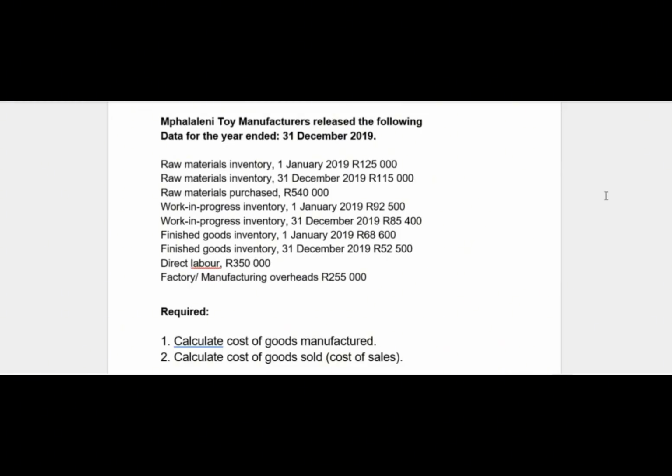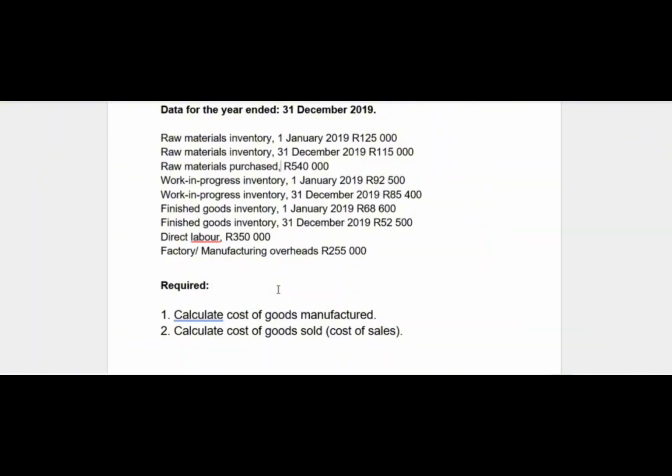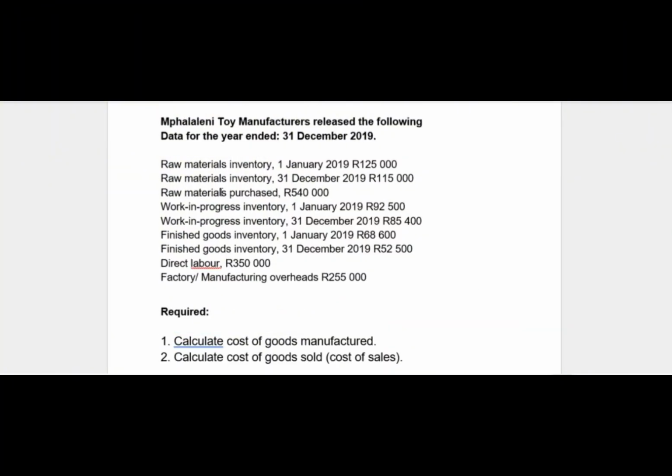Remember, we need to identify firstly direct material opening, because we need to start with the direct material cost. The question asked us to calculate cost of goods manufactured, but there's no cost of goods manufactured without total manufacturing cost, and there's no cost of goods sold without cost of goods manufactured. So we have to start all the way from the beginning, from the direct material cost. Our direct material opening is going to be raw materials inventory on the 1st of January 2019, which is 125,000.